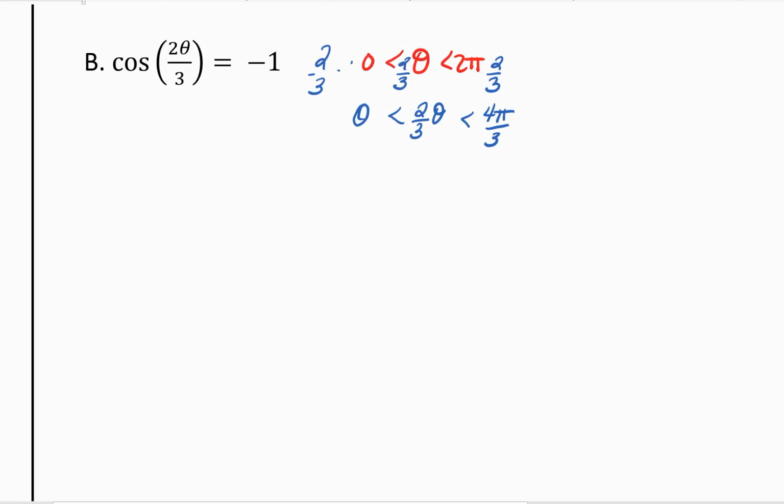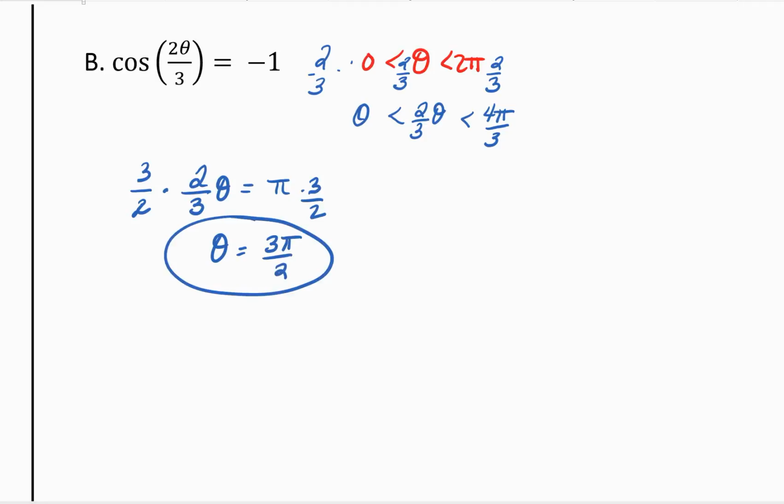So the only angle we have here is pi, so we're going to say 2 over 3 theta equals pi. Now to solve for theta, we'll multiply both sides by 3/2. So we'll get theta equals 3 pi over 2, and that's our solution.